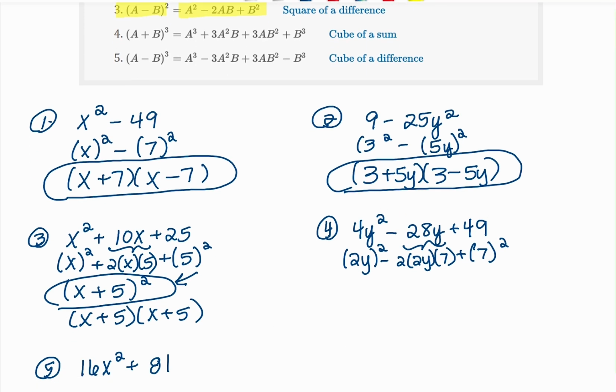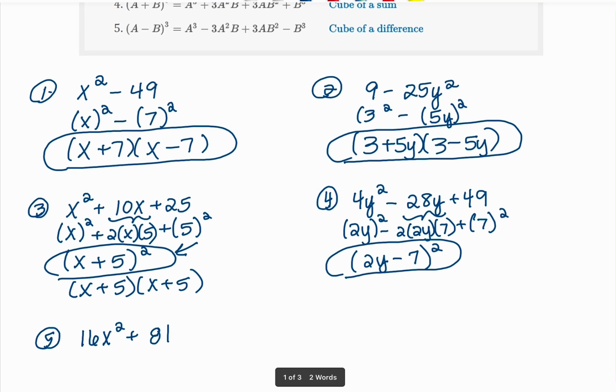Okay, so I'm going to take that 2y and put in the subtraction, the 7, and the square, and that is the factored form. Okay, so here you're basically just looking for those patterns, okay, and if you have that pattern, then you can go straight to a factorization answer, okay.